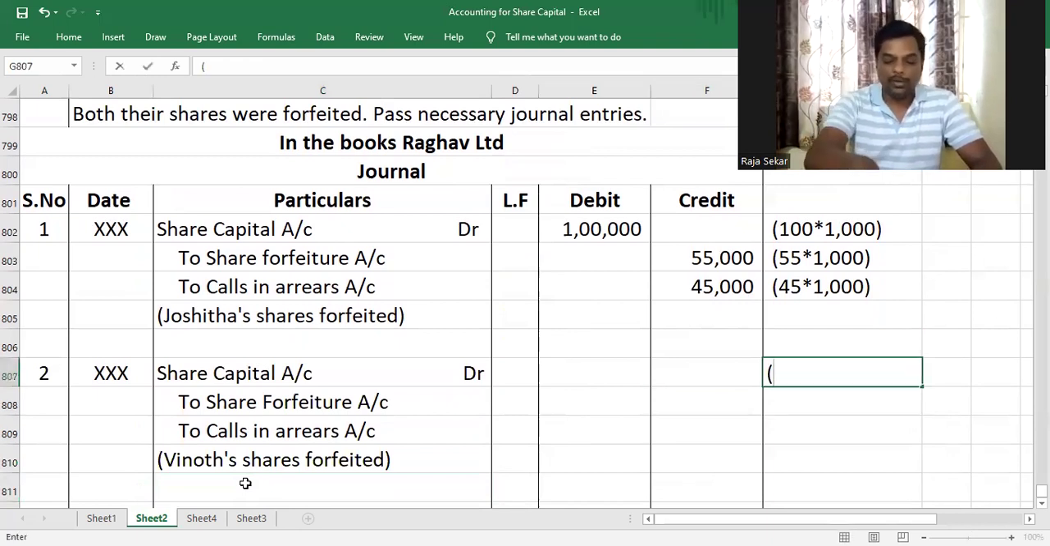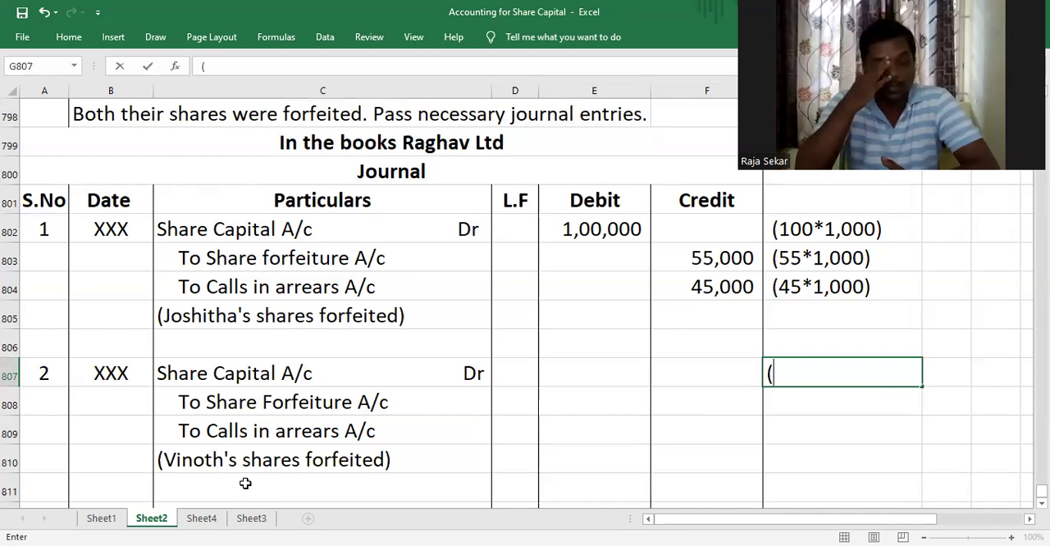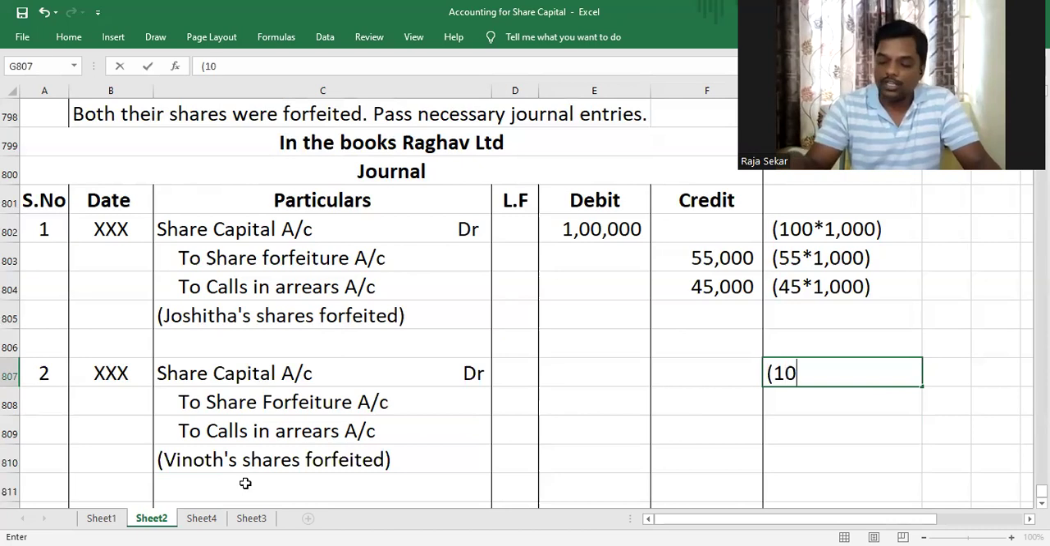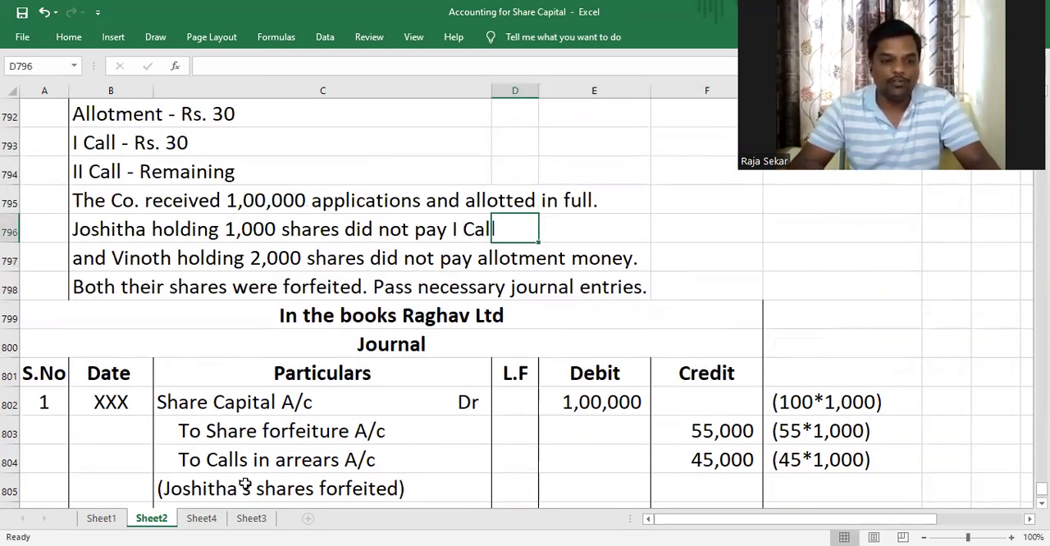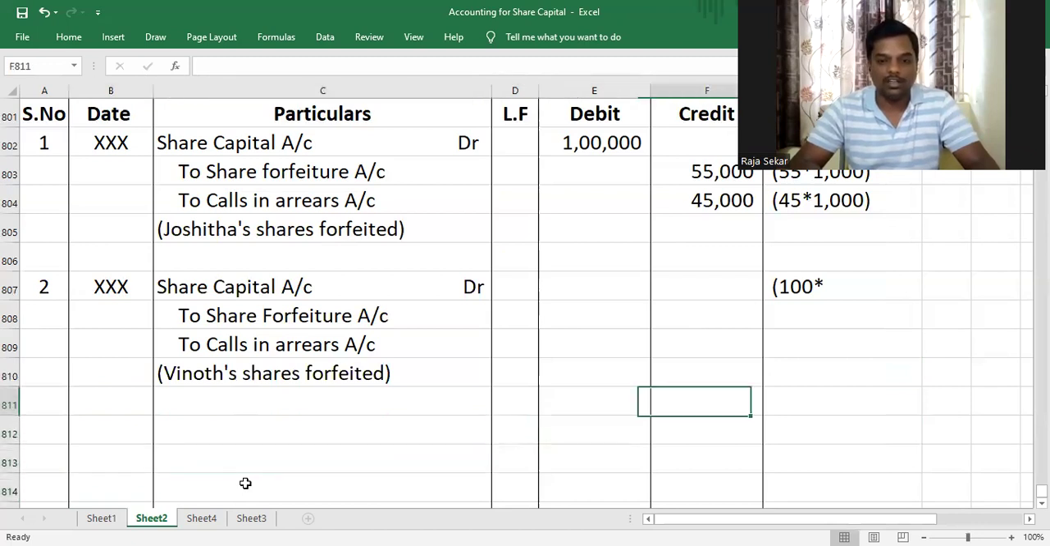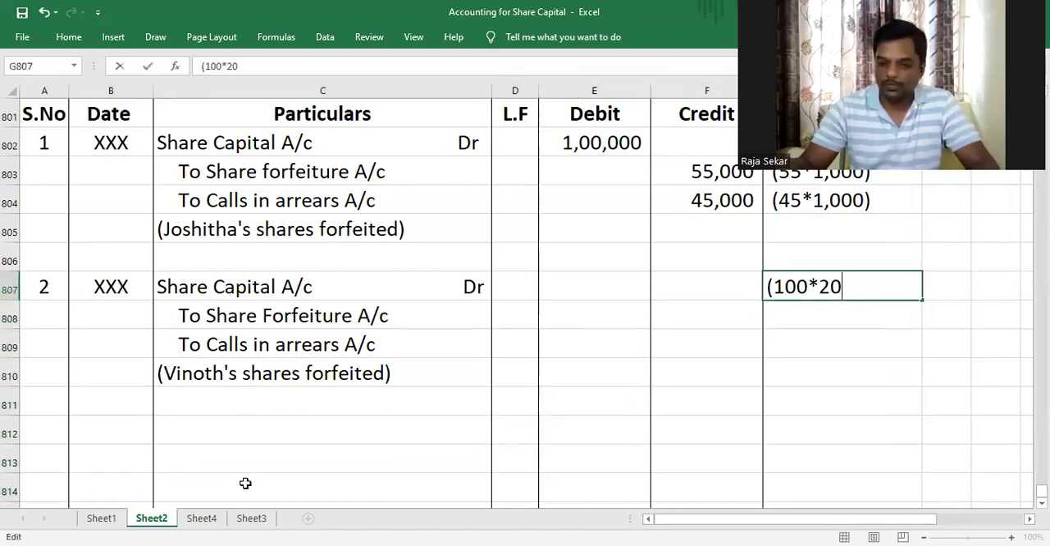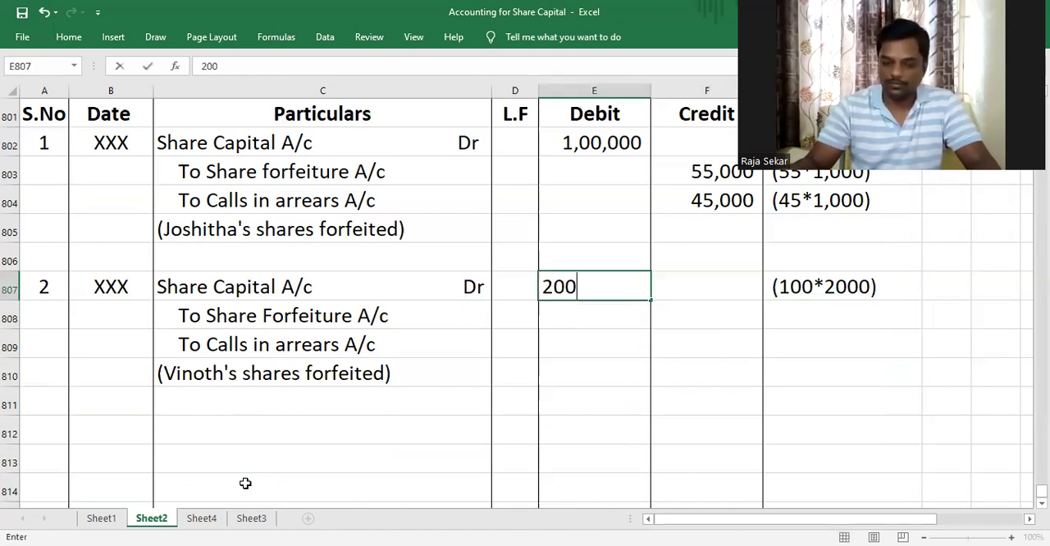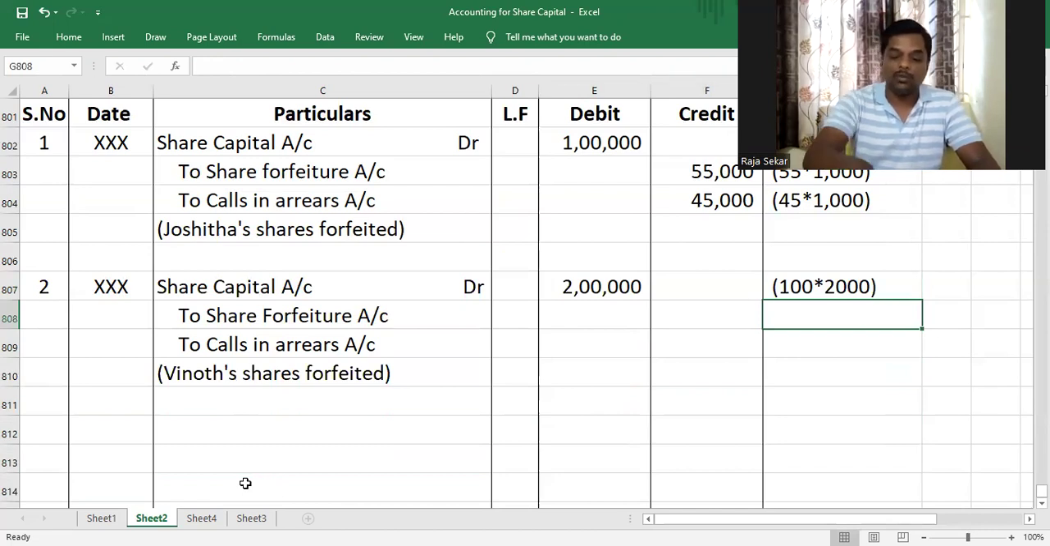The amount to be debited to share capital account is the total amount called up into number of shares forfeited. We know that the total amount called up is 100. The number of shares forfeited for Vinod, we know this, 2000. Understood or not, my dear children? So 2000. Therefore, it is 100 into 2000, which is 2 lakh. And share forfeiture will be credited with the amount paid up.